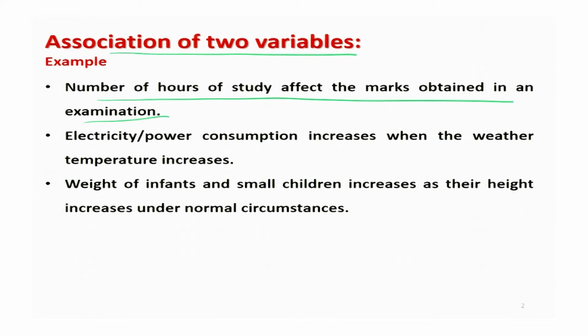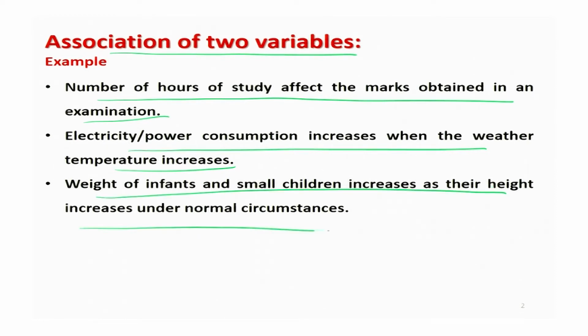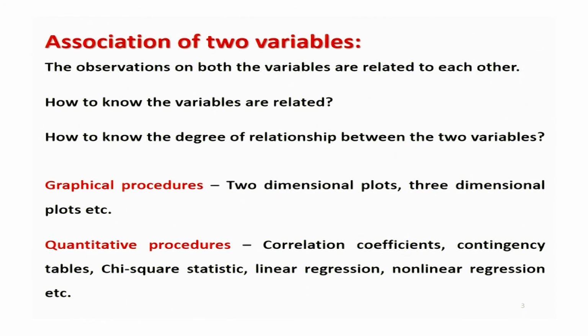Similarly, when the temperature increases, the power consumption also increases. For example, in summers people use air conditioners, coolers, etc., whereas during nice weather, when it is not too cold and not too hot, people don't use these equipments, and the consumption of electricity decreases. Similarly, the weight of small children increases as their height increases under normal circumstances, and vice versa.